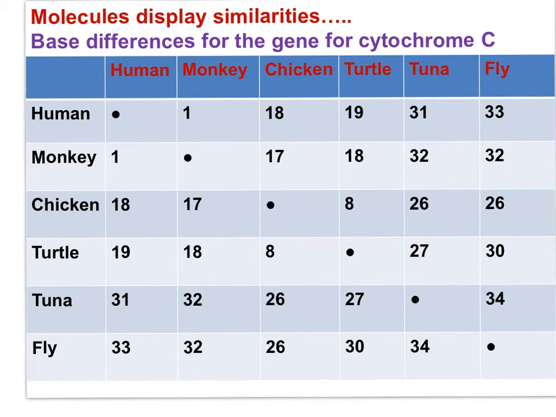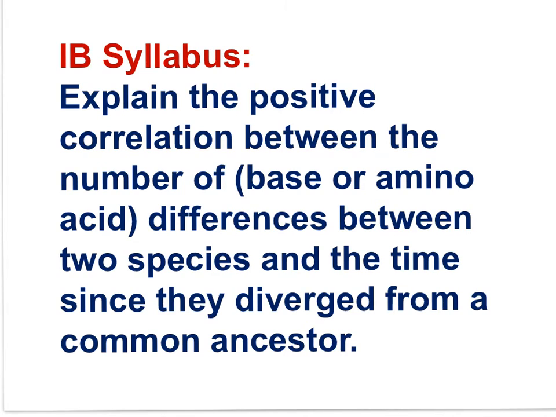The number of base differences, mutations in the DNA of each species, is proportional to the time that has passed since the split, since the divergence from the common ancestor. Thus, we can build a cladogram knowing that the human and the monkey are more closely related than the human and the fly because their common ancestor lived more recently in time, thus less time has passed for mutations to accrue. So that takes us directly to this IB syllabus statement. Explain the positive correlation between the number of base or amino acid differences between two species and the time since they diverged from a common ancestor.